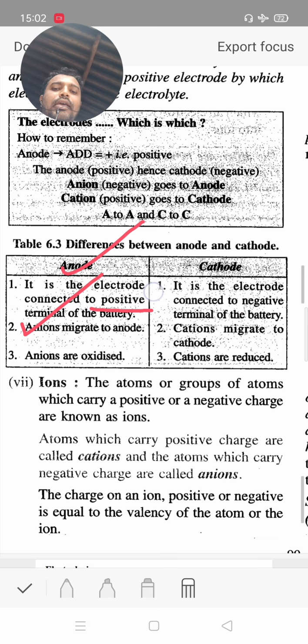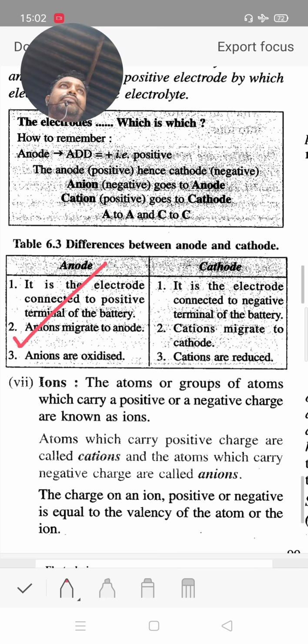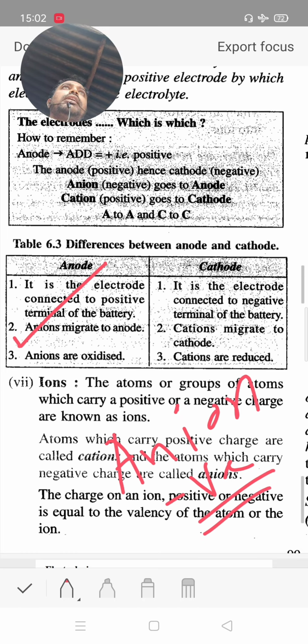Now anode is the positive pole, then anions migrate to the anode. Anion is a negative charge, and the negative charge migrates to the anode. Anode means positive terminal.